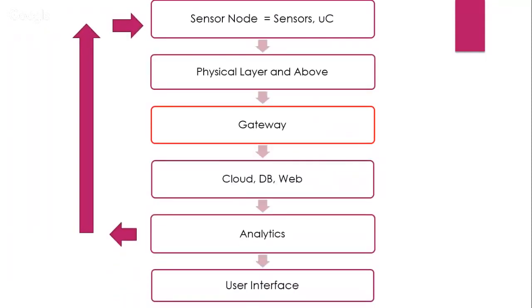I explained some of the applications which people, big companies, are building across the world. This is a typical layer of an IoT system. At the top you have the sensor node: any sensors like pressure sensors, humidity sensors, heartbeat sensors. Then you have the physical layer above, which can be a board like Raspberry Pi, Arduino, or any kind of prototyping board.